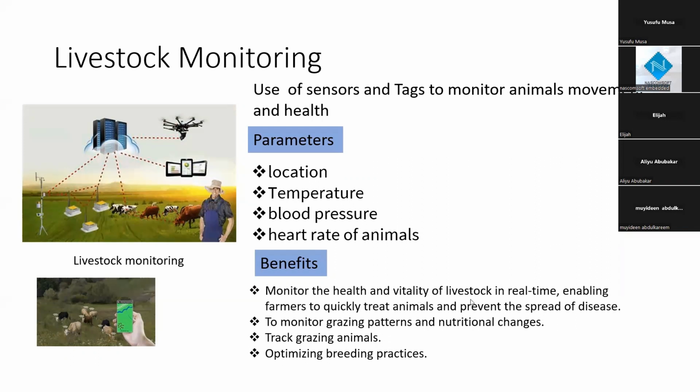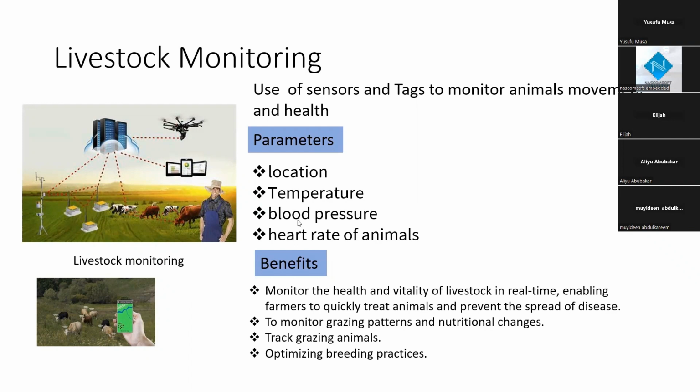Monitor the health and vitality of livestock in real time, enabling farmers to quickly treat animals and prevent the spread of diseases. Okay, so you can also monitor their grazing pattern, where they intend to go over a period of time, and then you can track the grazing animals in case they go beyond or encroach into other people's farms. So IoT can solve all those encroachment problems a lot of farmers and cattle rearers are facing.